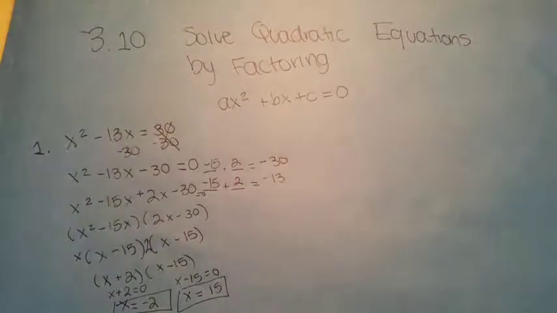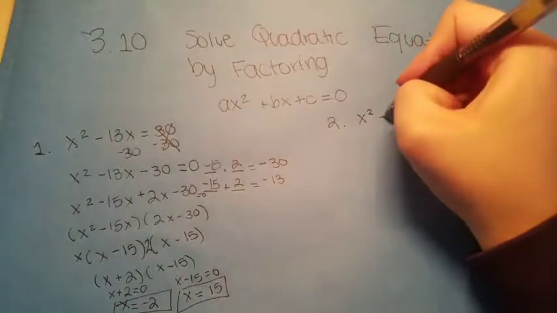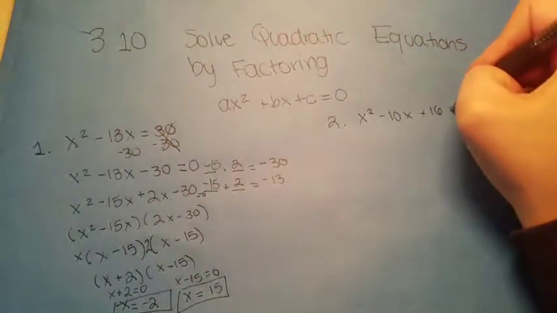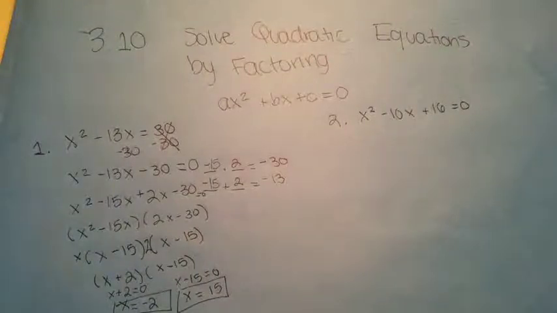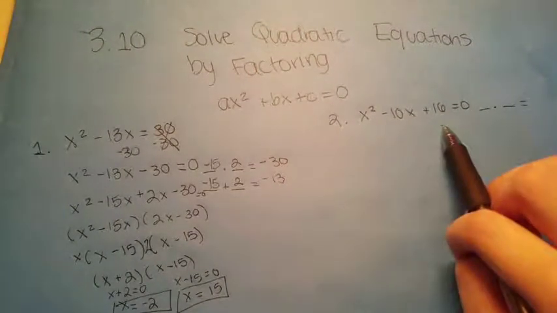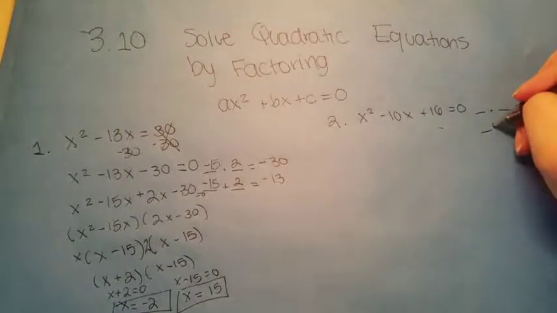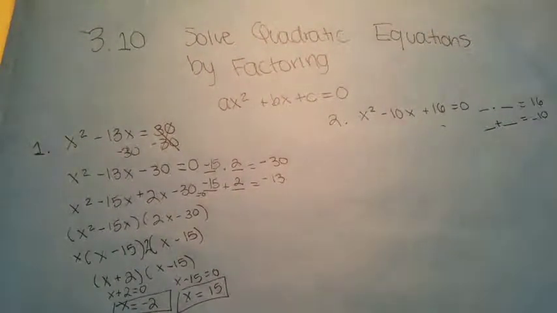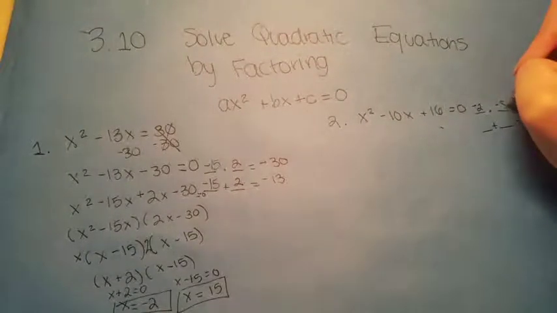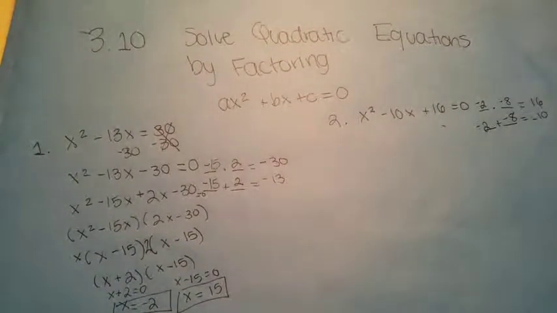Okay, so let's do example number 2, which is x squared minus 10x plus 16 equals 0. So the first step is to go right into finding your two values for the middle. So what is a times c, which is just 16, and what is b, it's negative 10. So what will multiply up to be 16 but add up to be negative 10? What I got was negative 2 and negative 8. The two negatives will cancel out to be a positive 16, but add up to be a negative 10.